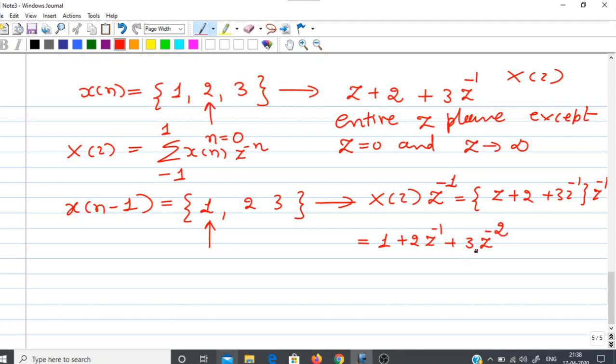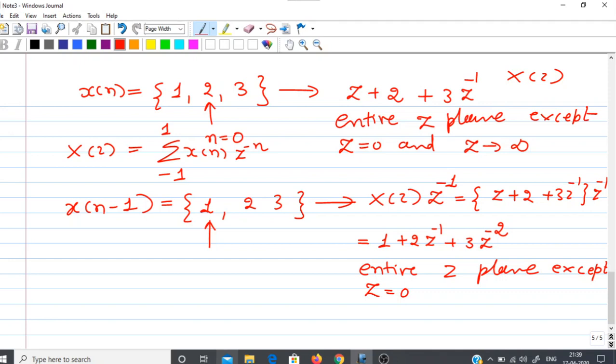And what would be the ROC this time? This time you can see that the z term has disappeared. So the ROC is the entire z plane except z equals 0. Now there has been inclusion of the point z tending to infinity. In the previous case, when the sequence was x(n), both the points z equals 0 and z tending to infinity were not there in the ROC. But when we shifted the sequence in the right hand side direction, the point z equals infinity has now been included in the ROC.